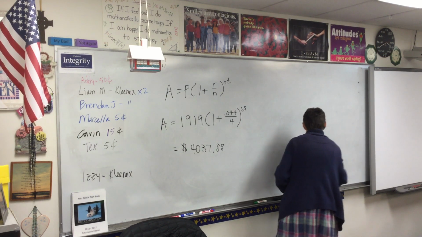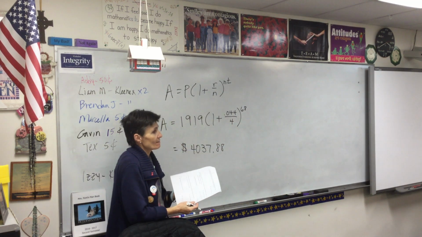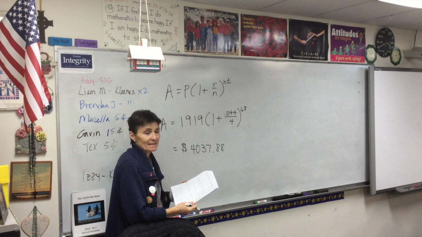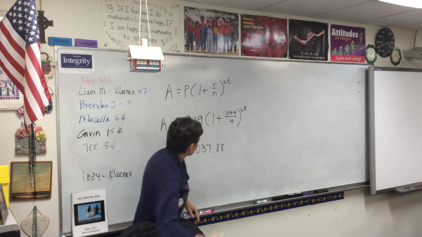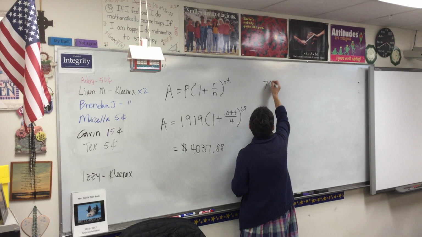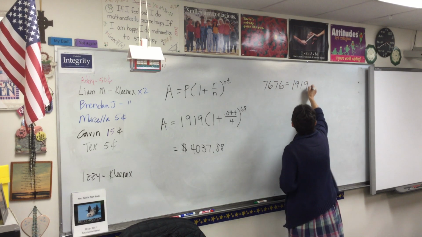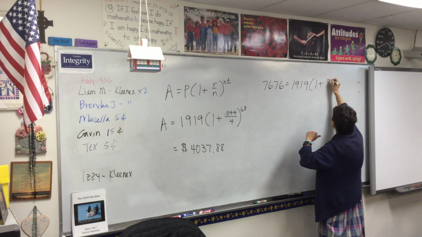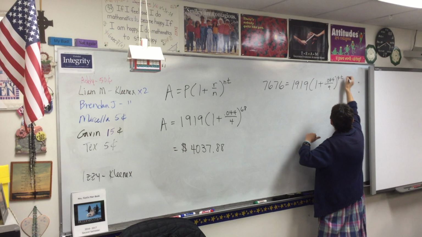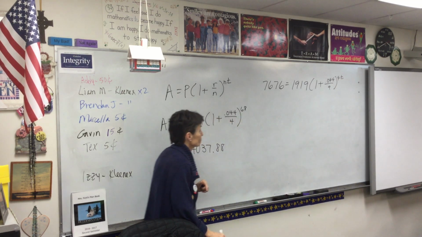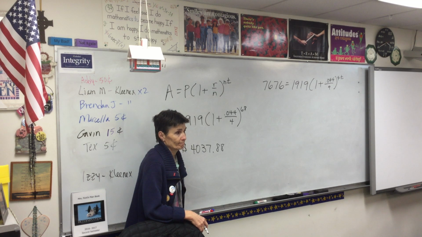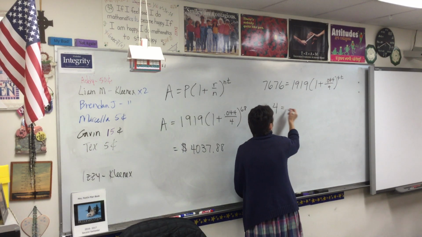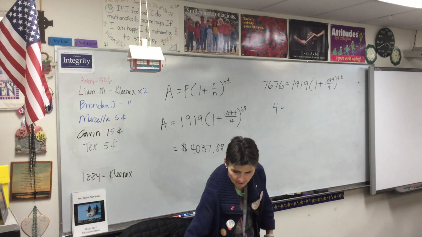When will his investment be quadrupled? What does that mean? When will he have four times as much? So 1919 times four, is that 7676? Yes. So 1919, one plus, everything stays the same. The only thing I don't know is that T. What do I need to do? Divide by the 1919, and of course that's just going to give me 4 over here. I'm going to go ahead and do that too.